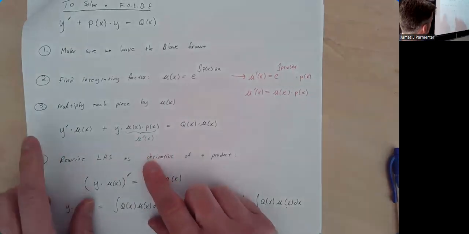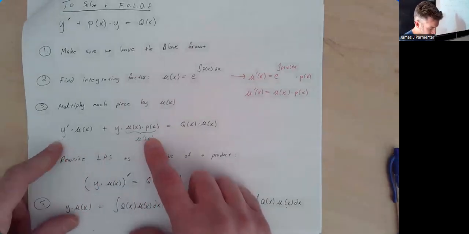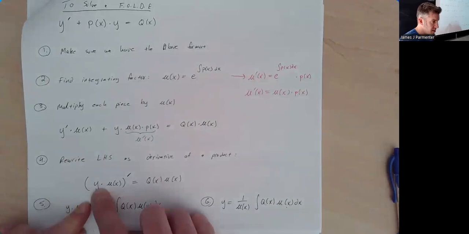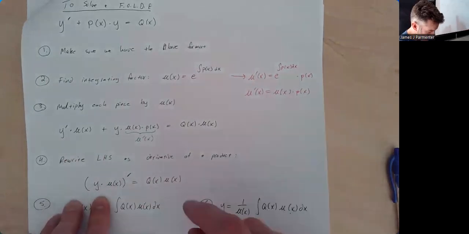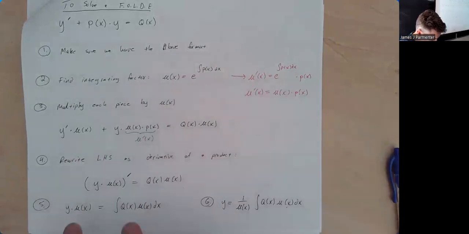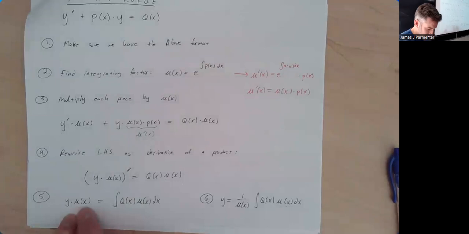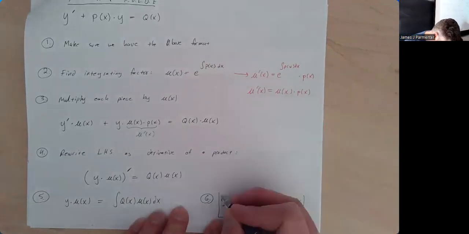This is Y prime times mu plus Y times mu prime, which is really just the product rule of Y times mu. So we get the derivative of Y times mu equal to Q times mu. And then if we solve for Y, we anti-differentiate both sides and then divide both sides by mu. So we get exactly the shortcut answer.